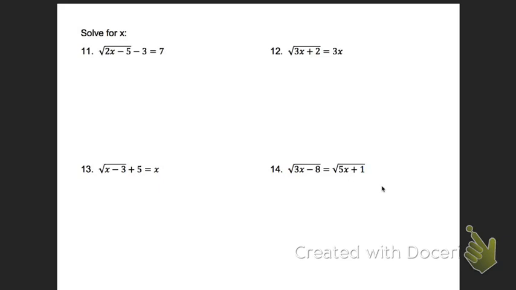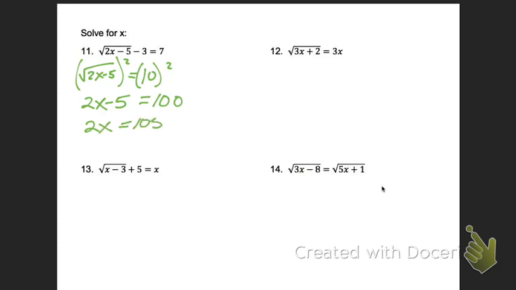So, number 11, what do I do? First, you add the 3. So it should be 2x plus the square root of 2x minus 5 equals 10. Then you're going to square it to get rid of the square root. So it will be 2x minus 5 equals 100. And then you're going to add 5. So then it will be 2x equals 105. Then you're going to divide by 2, so whatever that x is equals the answer. 52.5. I just leave it like this because it doesn't divide evenly. No, it doesn't. You know that by now.